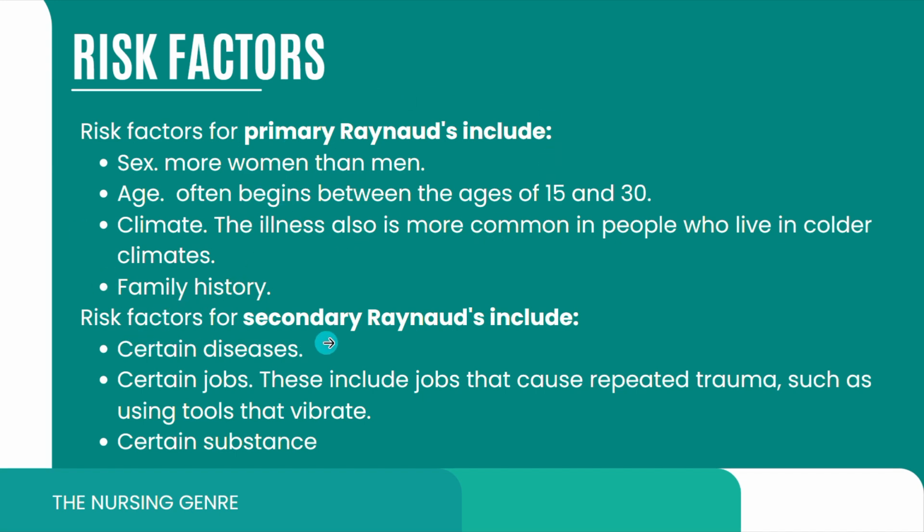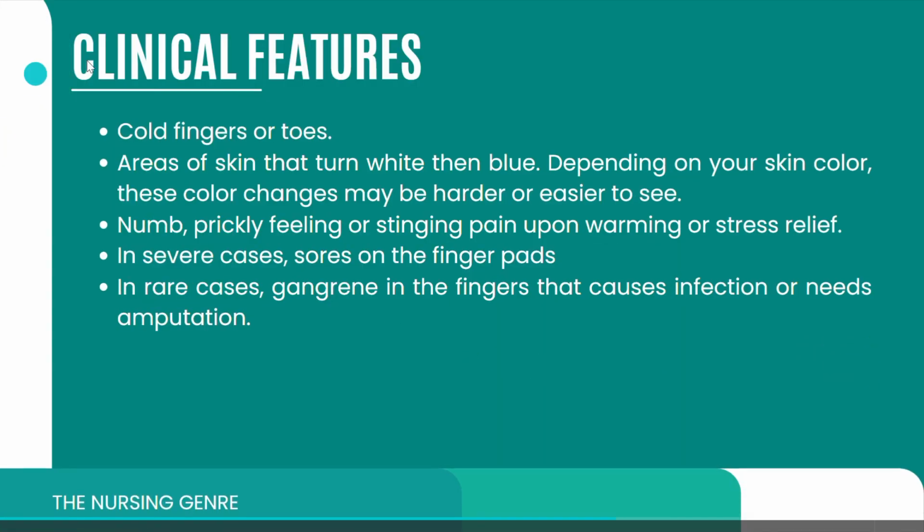Next one, for secondary Raynaud: certain diseases or other primary medical conditions, due to which you may get this disease, and certain jobs that include repeated trauma, repeated actions or vibrations, and using certain substances cause this disease. Next one, clinical features.